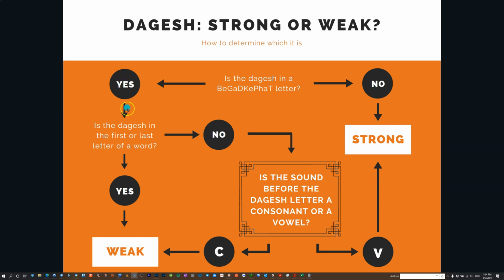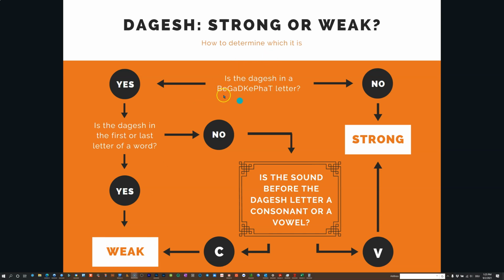If it is, then we ask, is the Dagesh in the first or last letter of a word? If it's in the first letter or the last letter, it's going to be weak. Okay? So that will answer our question right there. If it's in a Begad Kafat letter, and that letter is either the first letter of the word or the last letter of the word, then it's going to be a weak Dagesh.